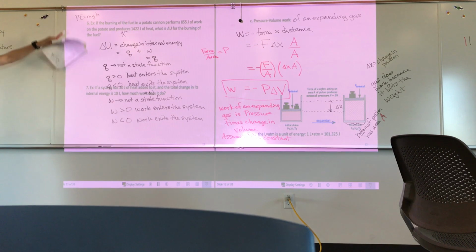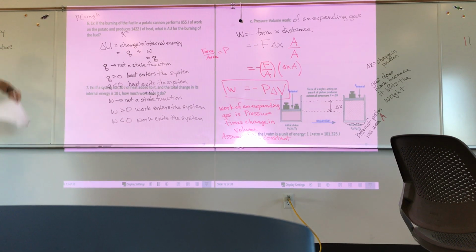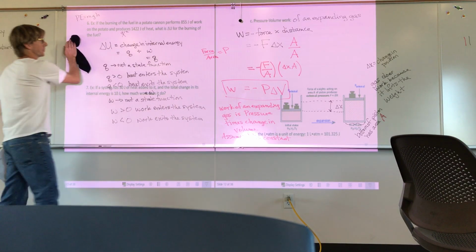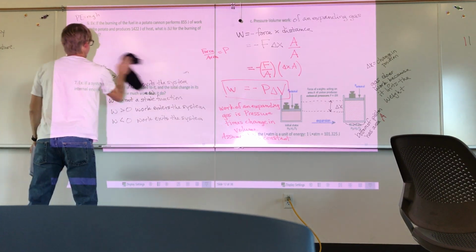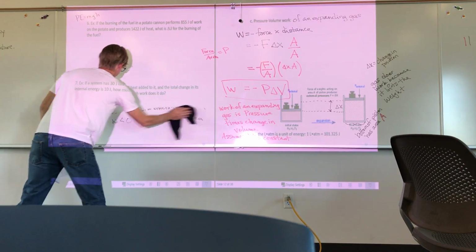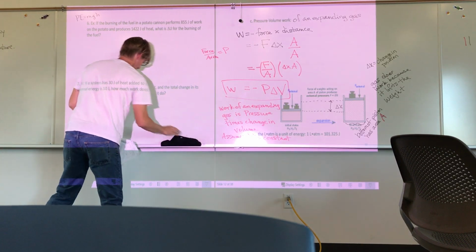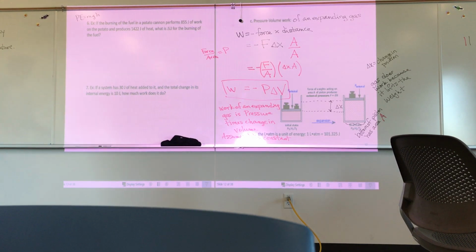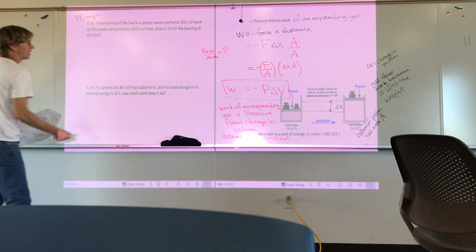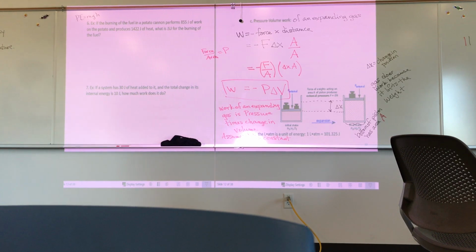Now a couple of examples, and the first two examples are going to be examples that use this equation, then we'll get back to calculating work. And the problem goes like this. If the burning of the fuel in a potato cannon performs 855 joules of work on the potato and produces 1422 joules of heat, what is delta U for the burning of the fuel?